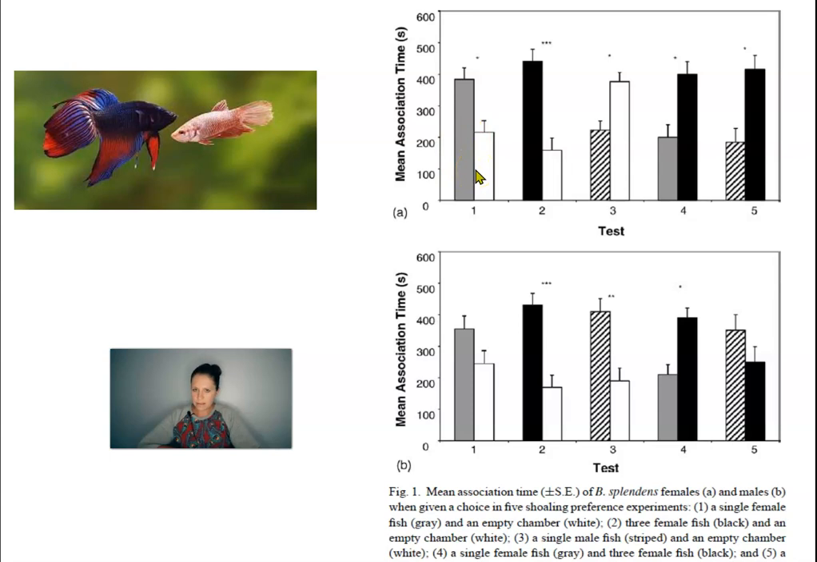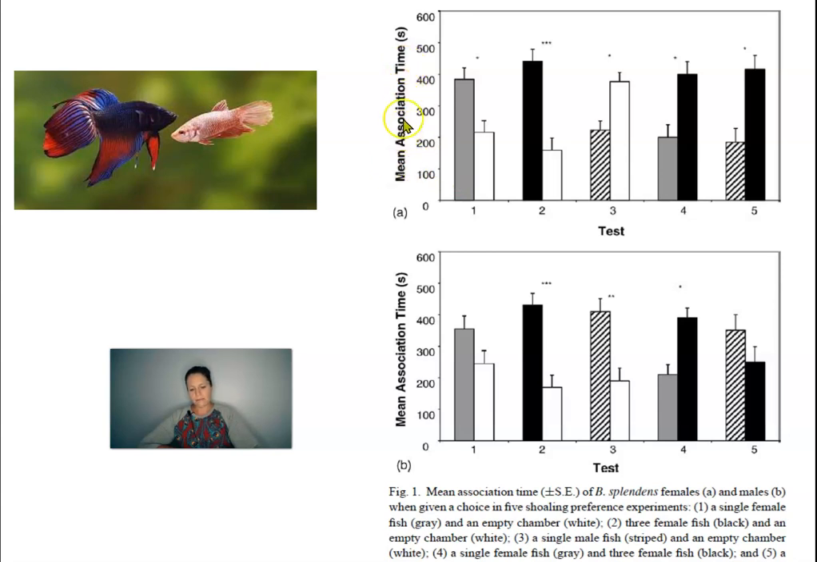Now you can go back to the methods if you're not familiar with what a dichotomous choice test is. It's basically a fish tank where you have 1 choice on the left and 1 choice on the right. 1 female fish versus nobody. 3 female fish versus nobody. A single male fish versus nobody. Right? And where do the fish want to hang out? That's what mean association time means.